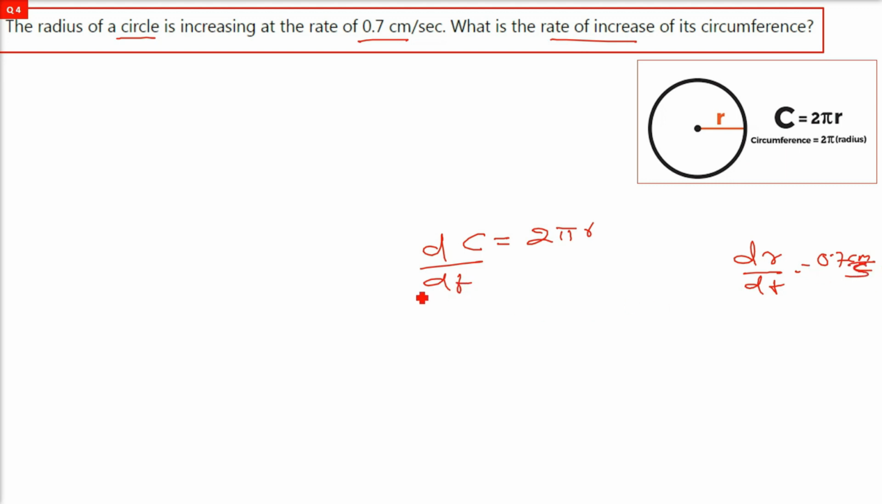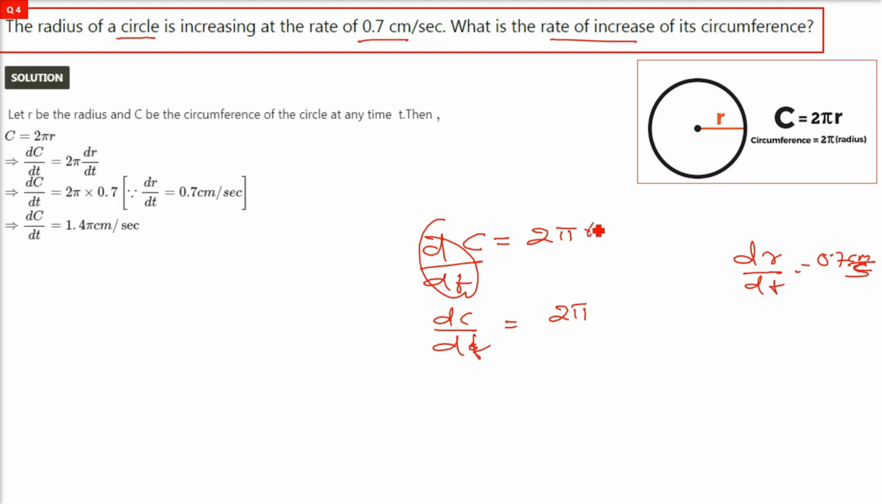Now dc by dt we have to differentiate. Means C we have to differentiate. dc by dt is going to be 2 pi dr by dt. This is r and you are differentiating with respect to t, not anything else. There is no x, there is no r. Dr by dt, but dr by dt is already given in the question, which is 0.7. Just provide it here, 2 into pi into 0.7.